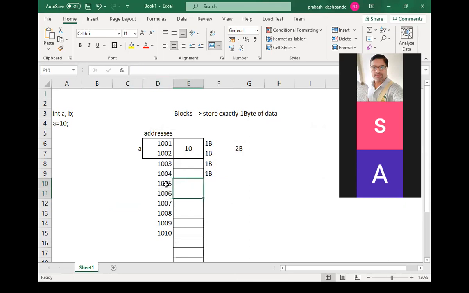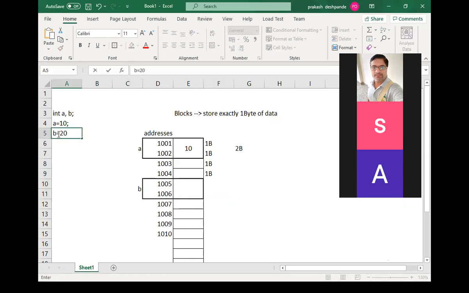Let me put out a border for that for your understanding. So this is going to be b. So b will be allocated over here. Understood this one? And next time if I write b equal to 20, what is going to happen? b is allocated with what? These two blocks, and whatever value I give, that 20 is going to be stored in this particular memory. Again, you can see these two are 2 bytes of data. Are you following, students, here?